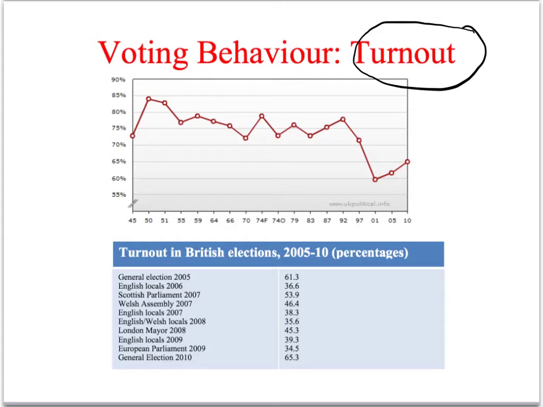And in this table we can see turnout for some of the other types of elections that are held in Britain: elections for local councils, for the devolved assemblies, and the European Parliament. We can see that turnout is even lower when we look at these other types of elections.